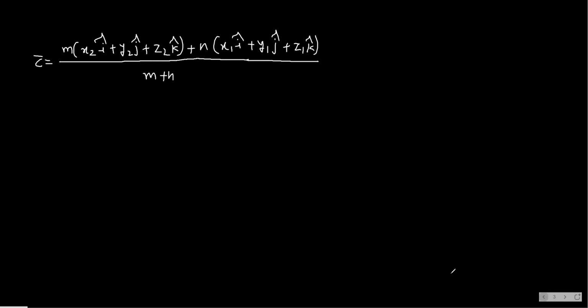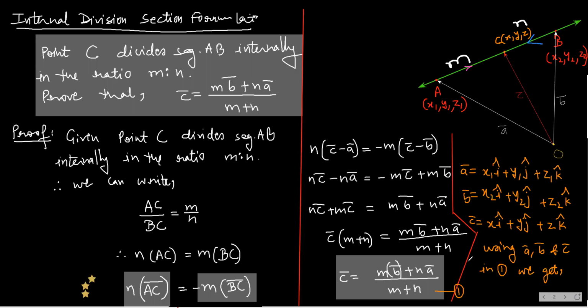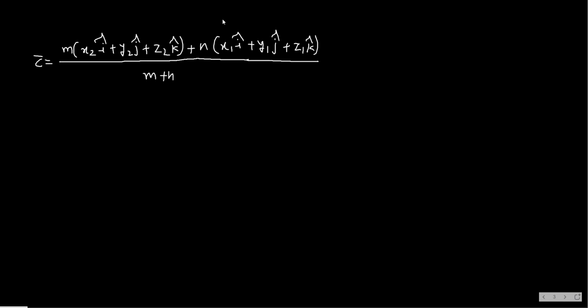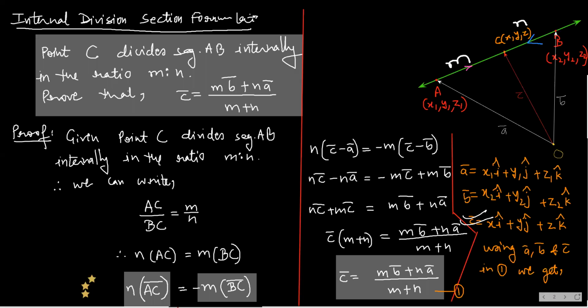Okay, what I did: in MB bar I substituted B bar, and in NA bar I substituted A bar. Having done this, I'm getting it like this. I did not substitute for C bar; that I will do at last. You remember what C bar is? C bar is this. I will do that at last.